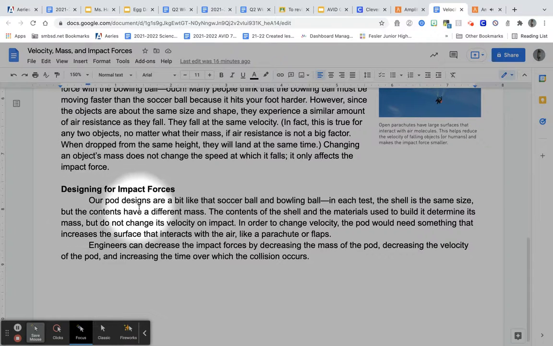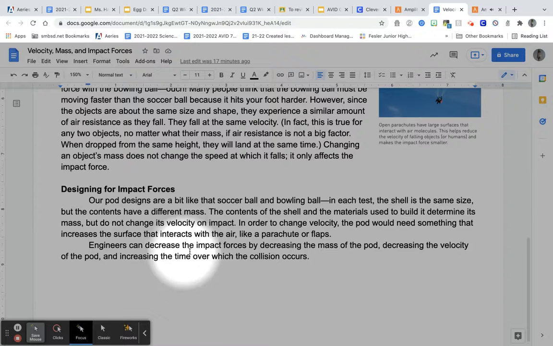Designing for impact forces. Our pod designs are a bit like that soccer ball and bowling ball. In each test, the shell is the same size, but the contents have a different mass. The contents of the shell and the materials used to build it determine its mass, but do not change its velocity on impact. In order to change velocity, the pod would need something that increases the surface that interacts with the air, like a parachute or flaps.